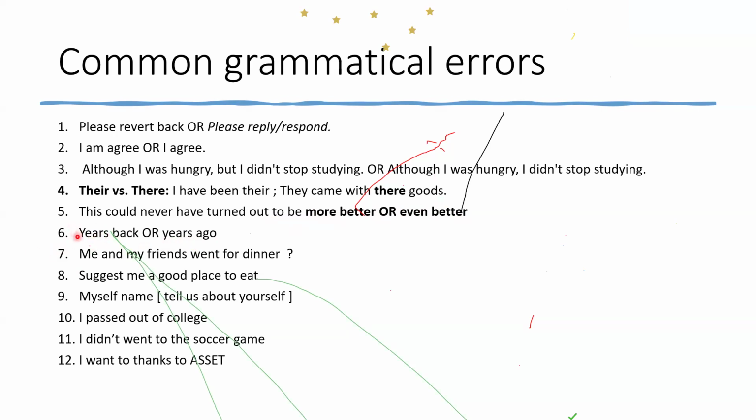Okay, this one or this one? So it's very easy. Years ago is the correct one. Yes, that is the correct one. It is correct. Years ago.